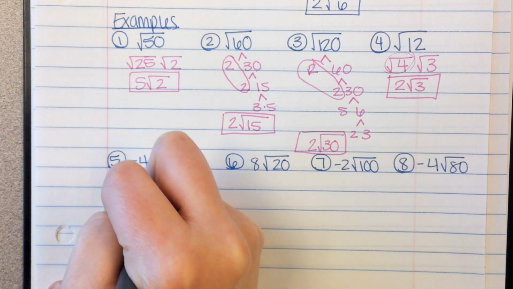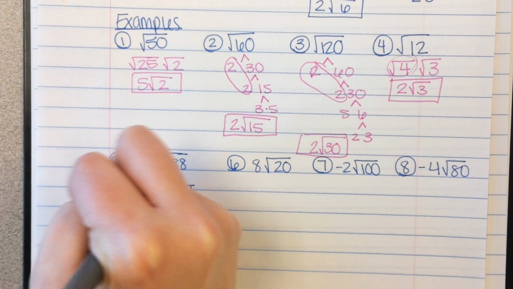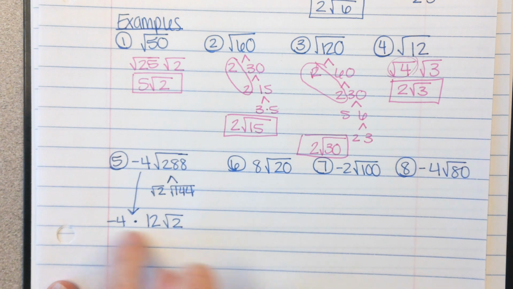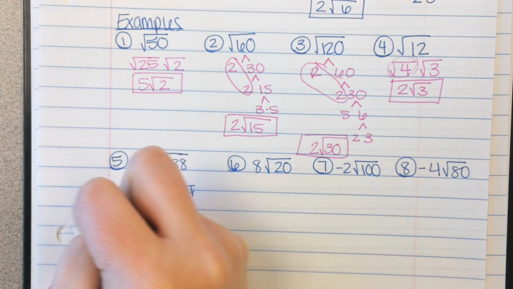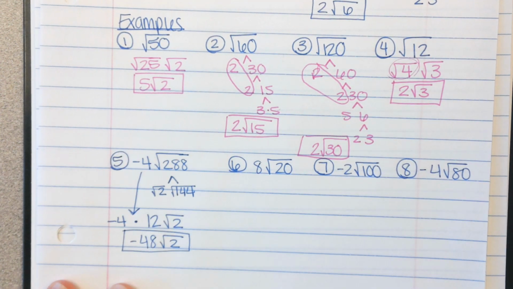So the square root of 144 is 12. We bring down our square root of 2. You have to bring down this negative 4. You're going to multiply those coefficients together. So negative 4 times 12 is negative 48. Bring down the square root of 2. Okay.